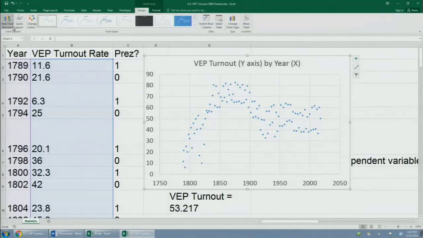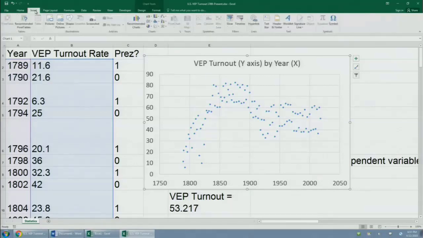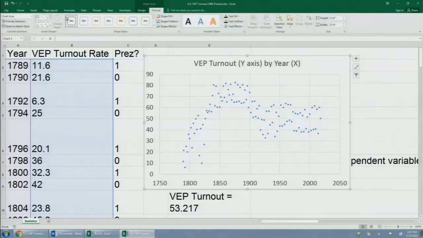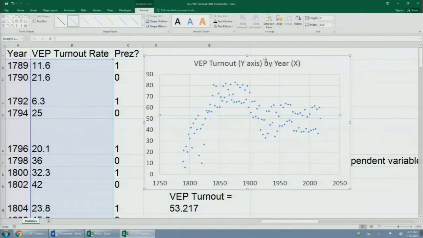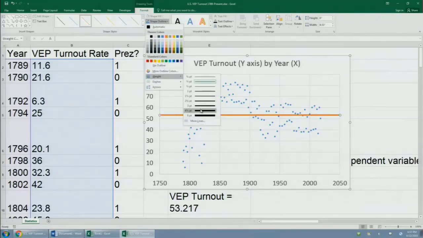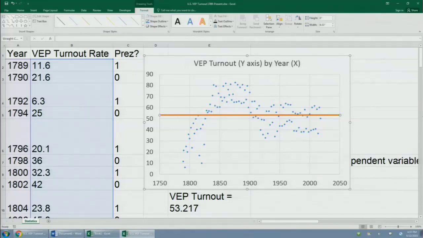So let's put in a line. How can I put in a line? Ah, right there. Let's put in a line at about 53.217. That's about right there. Let's make it as flat as possible, and then let's change its color. Can you make it thicker? And make it thicker. There we go. How's that? That is what the line VEP turnout equals 53.217 looks like.